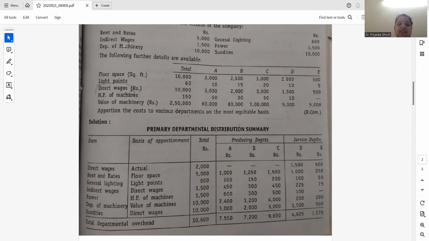The same way we can distribute the indirect wages. Indirect wages we need to distribute based on the direct wages. Direct wages details are also given, so based on this ratio we have to distribute the indirect wages.